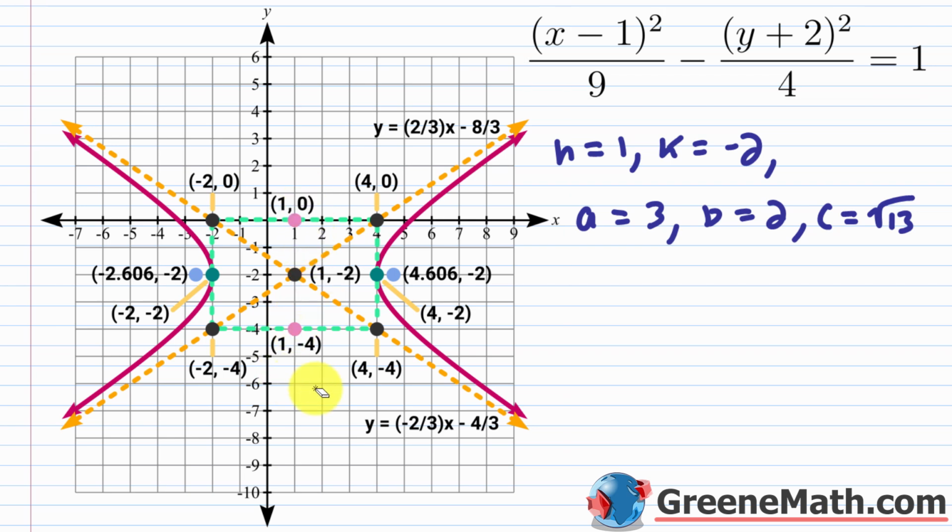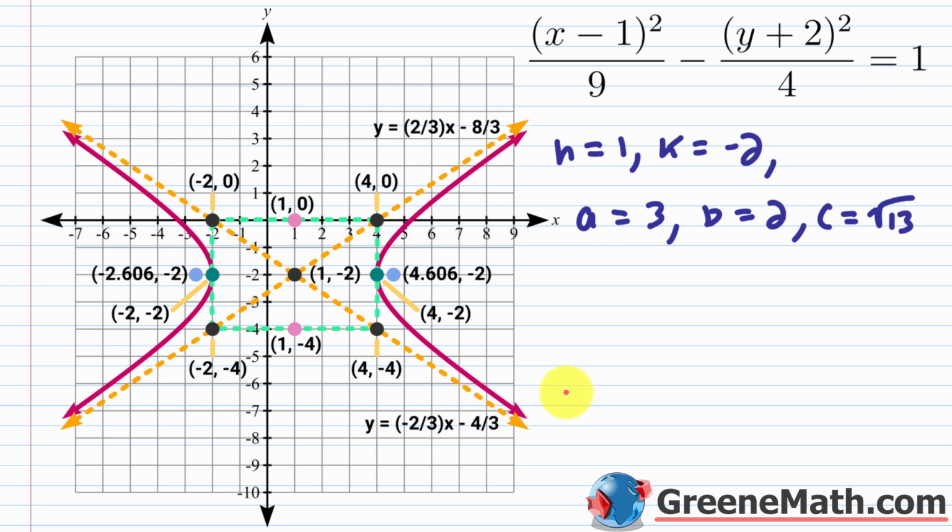When we think about the foci, if you have a c that's equal to the square root of 13, well, I'm moving to the right by the square root of 13 from the center, and to the left by the square root of 13 from the center. So that's going to give me this point right here, which is 1 plus the square root of 13, which we approximated to 4.606, and then comma -2. And if I go to the left, again by the square root of 13, this would be 1 minus the square root of 13, which we approximated to -2.606, comma -2. So those are going to be your foci.